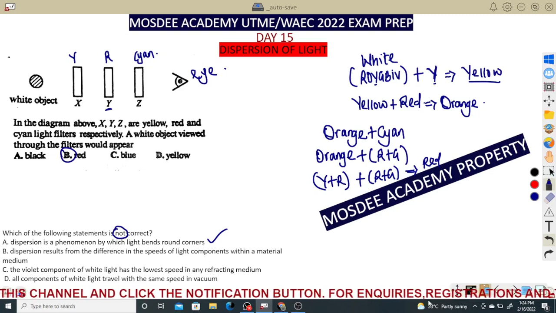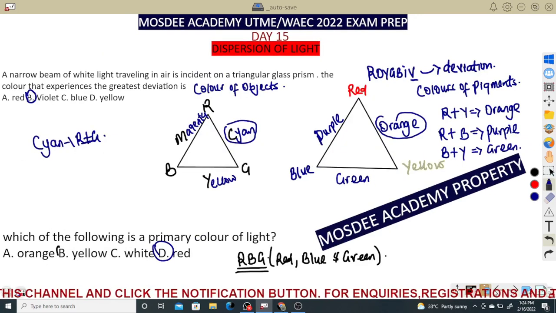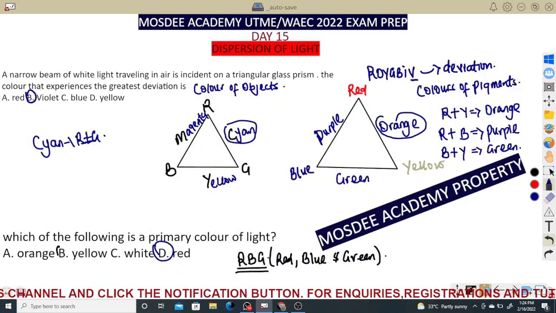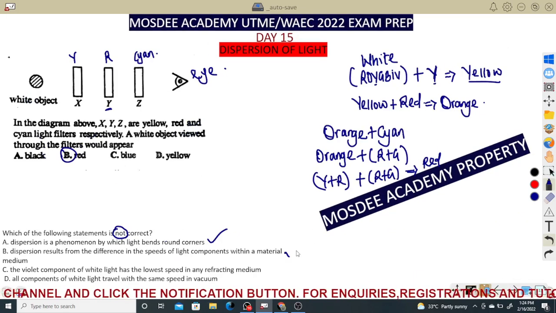You've written that in the first page. This is it. I will show you. I've told them that they should free me to actually use my time. The dispersion is due to different speed and different refractivity. So that second statement is also absolutely correct.